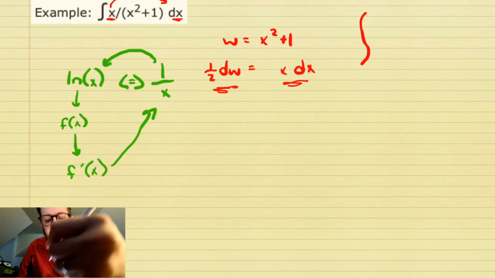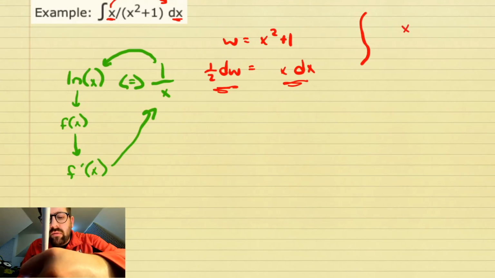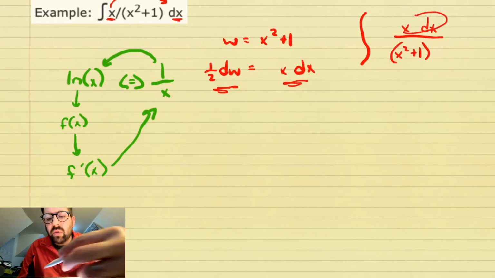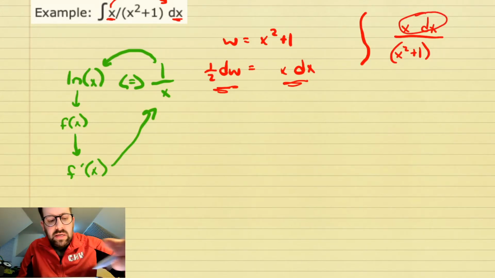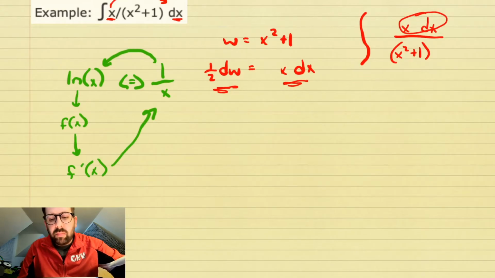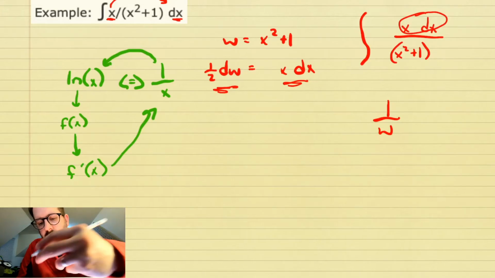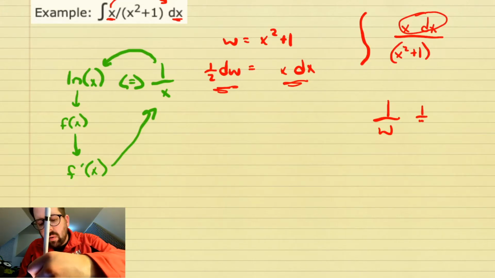So on my integral, I have the x dx, right? This is over x squared plus 1, in parentheses. So this part up here is going to be my dw part, but it's going to be the 1/2 dw. And the part on the bottom is that w. So 1 over w. And the x dx part was the 1/2 dw.